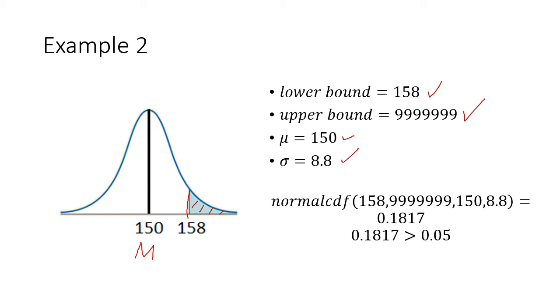So about an 18% chance of scoring a 158 or higher, which, if something happens about 18% of the time, is definitely more than our 5%, which we're still using as our cutoff for being unusual. So since this number is bigger than 0.05, it's not unusual. Again, we would expect students to score a 158 or higher 18% of the time. That's not an unusual thing to happen. A lot of students are going to score higher.